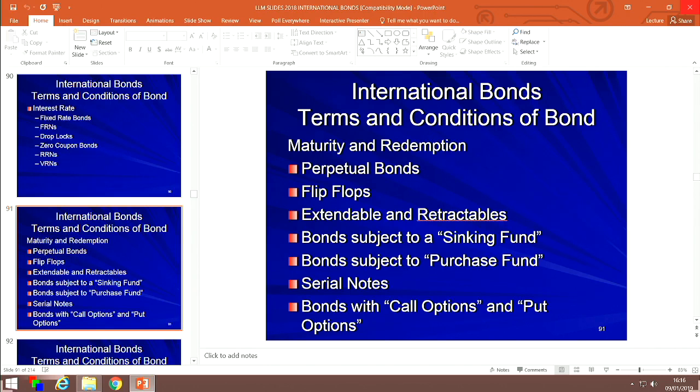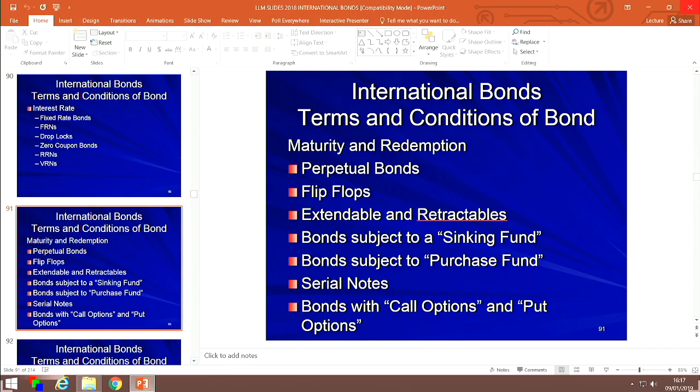Then we've got another one. I'm going to go in a slightly different order to the slide. Things called serial notes. This is a hangover from days gone by. In both these structures, sinking fund and purchase fund, when you say 30% of bonds outstanding are to be redeemed, the bonds that are being redeemed are separate and independent bonds. When redeemed, amounting in total to 30% of the total outstanding value of the bonds.